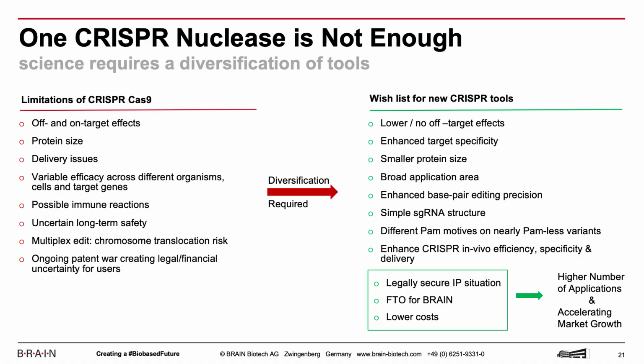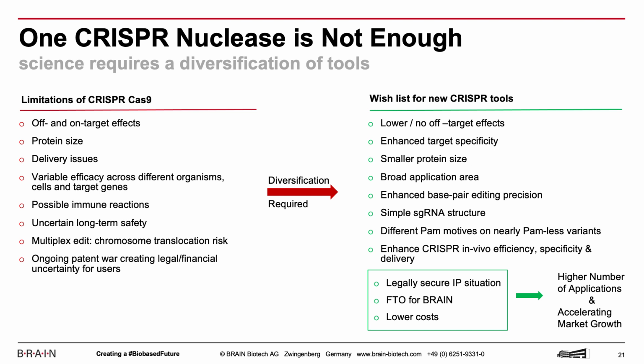So if we could have a wish list for an alternative Cas protein, a different one that would bypass all of these limitations, how would this look like? So of course, we would have lower or no off-target effects. We would have an enhanced target specificity. We would have a smaller protein size, which would make it easier to deliver it into cells. It should have a broad application area, so we should be able to use it in a lot of different cells, an enhanced base pair editing, different PAM motif or nearly PAM-less sequence, so that would allow us to edit almost every part of the genome.